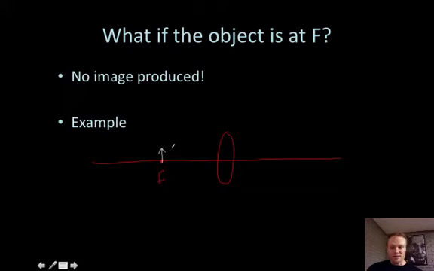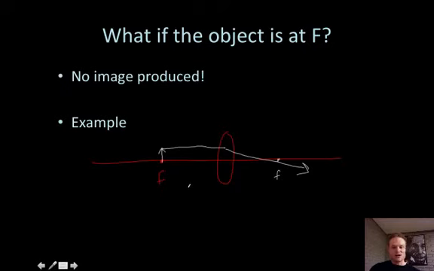Now, I should put another focal point over here. Sorry about that. So here's my object. And according to my rules, I'm going to first draw a line that is parallel to the principal axis. And then once it hits the lens, it's going to refract in such a way that it goes through this focal point. And again, I'll try my best to make that as straight as possible, but it is what it is. Okay, so that's rule one.